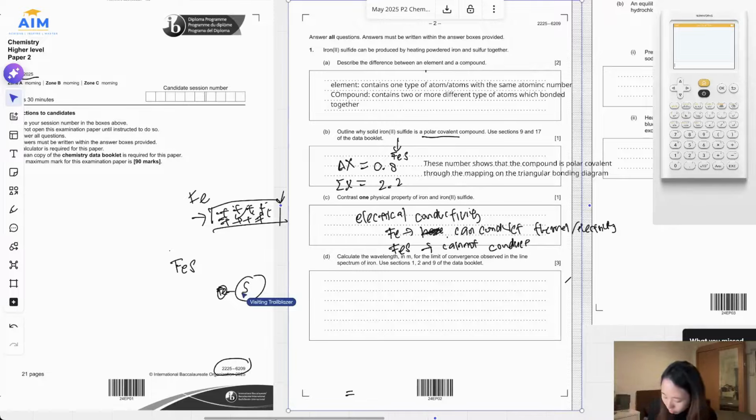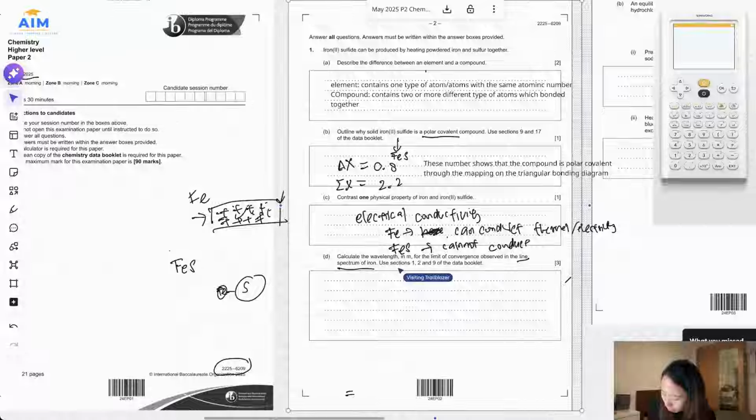Now we move on to the next question. Calculate the wavelength in meters for the limit of convergence observed in the line spectrum of iron. Okay, it sounds very complicated. So basically, what does this mean? We focus on what the line spectrum of iron is.